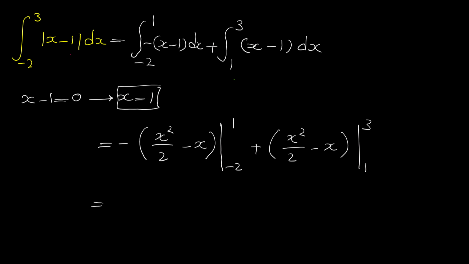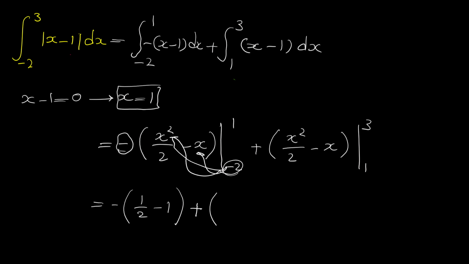So we have negative. If we plug in 1, the upper bound in this expression, and don't forget we have a negative that we wrote here, then we have 1/2 minus 1. Minus, because we have another minus here, this would be plus. Now we have to plug in negative 2 in this expression. If we plug in negative 2, then we have negative 2 to the 2, which is 4 over 2, minus negative 2 would be plus 2.